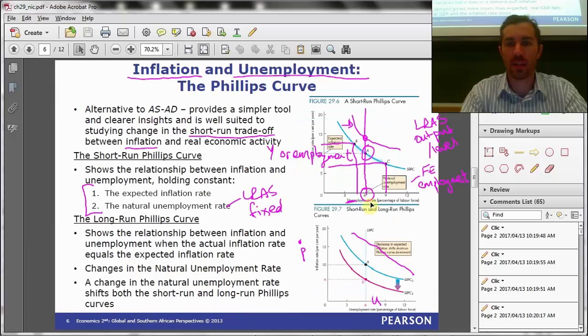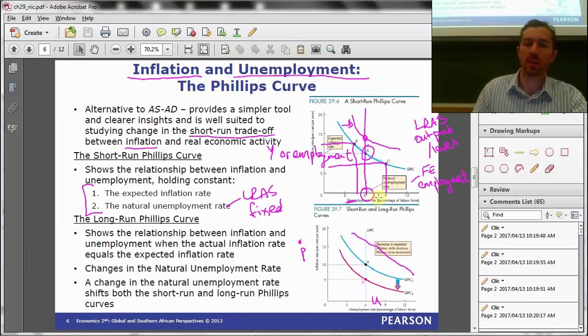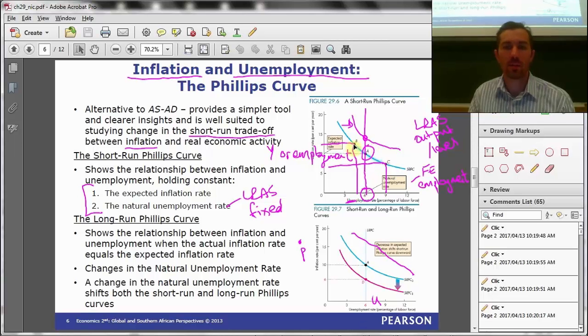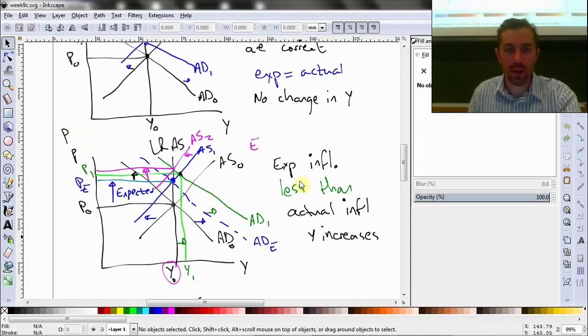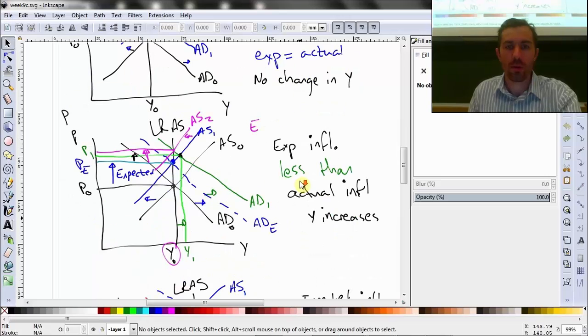If we then take that model into a slightly different context, we can plot employment or unemployment against change in prices or inflation. And we get the long run and short run Phillips curve. We had discussed this point B, and we had seen in diagrams, if our expectations of inflation are less than actual inflation, then our level of output increases.